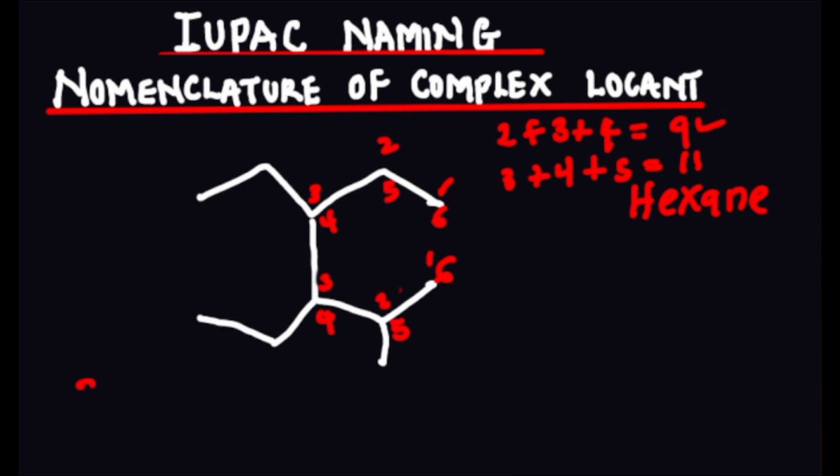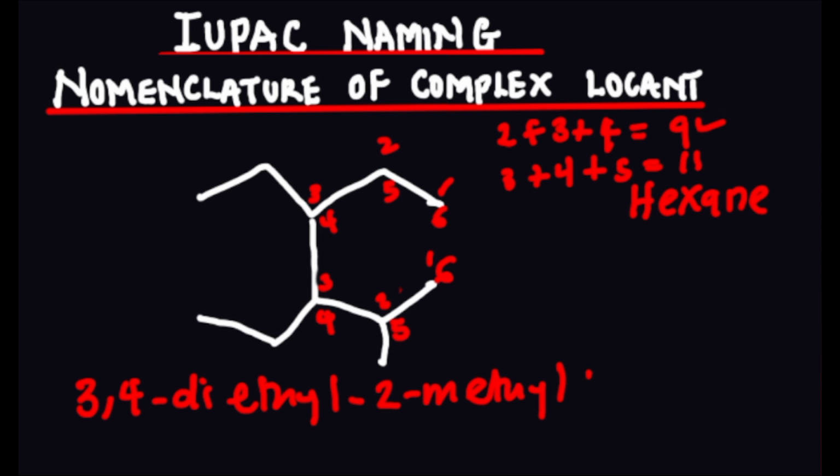So this is going to be 3, 4, right? Diethyl. Then after diethyl, what do we have? We're having 2 methyl, right? 2 methyl, then hexane. So this is basically the name of this guy here.